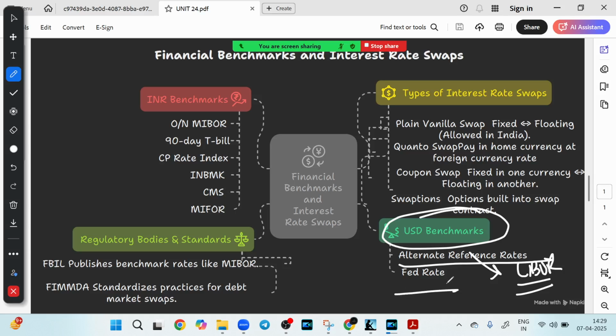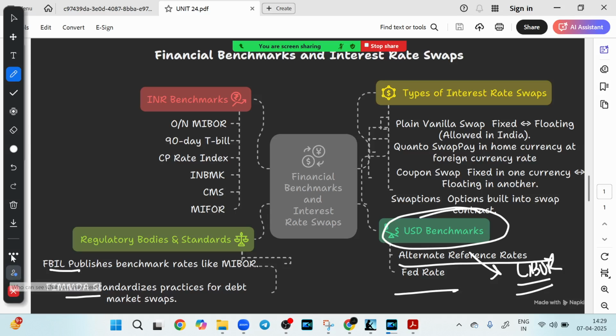And let me zoom a little bit so that it becomes very clear to you. So what we learned from this discussion is that a benchmark is the base for calculating the floating interest rate. A swap can be domestic or cross currency. Each type of swap fits a specific business need or market condition, and regulatory bodies ensure the game is fair.